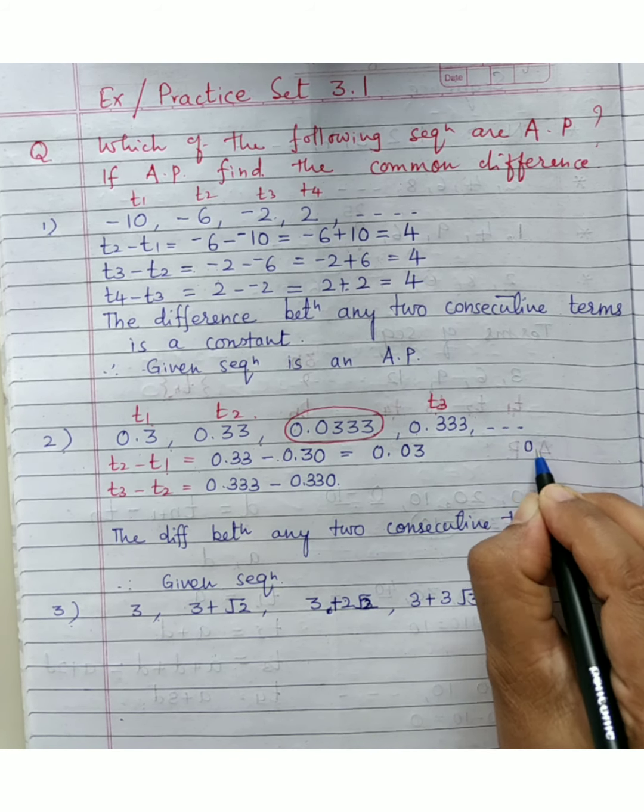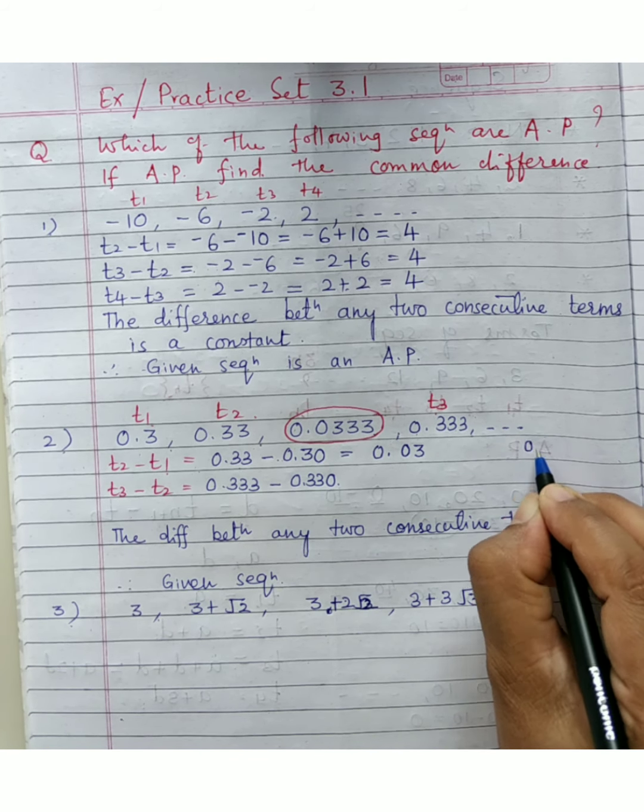So the difference between two consecutive terms is not the same. Not the same, not constant. Therefore the given sequence is not an AP.